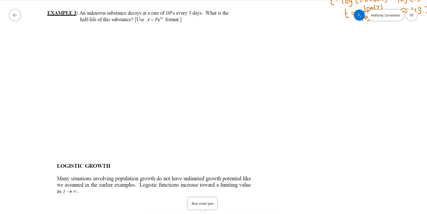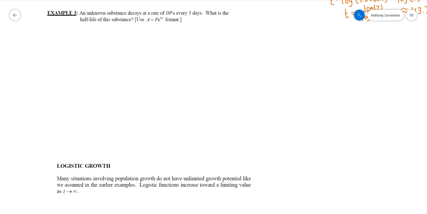Now again, you're not being told here what the original amount of the substance is. And again, it really doesn't matter. I mean, it's losing 10% every 3 days. So if I had 100 pounds, after 3 days it'd be 90 pounds. If I had 10 pounds, after 3 days I'd have 9 pounds. I'm losing 10% each time. So it doesn't matter what values I use.